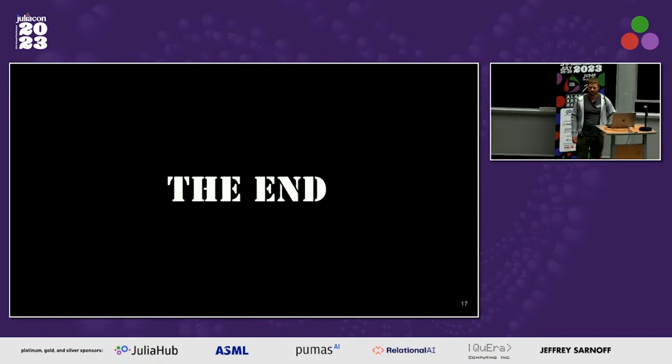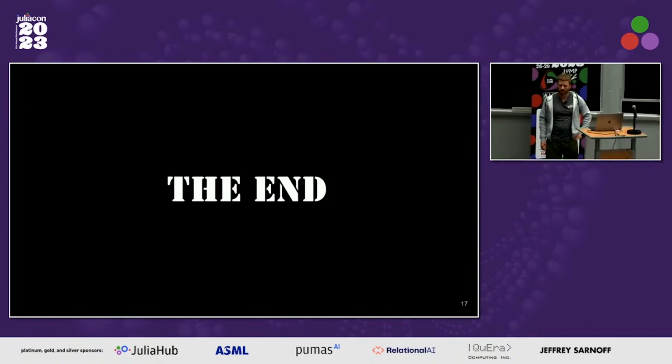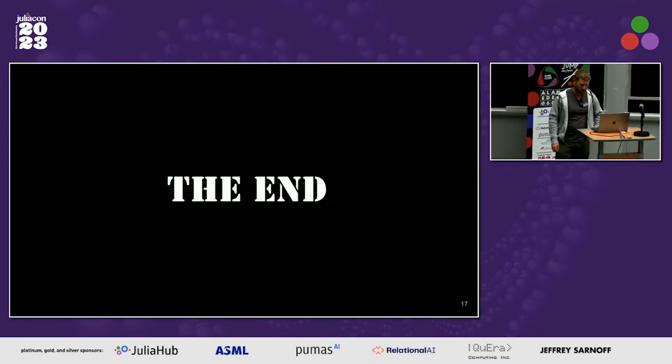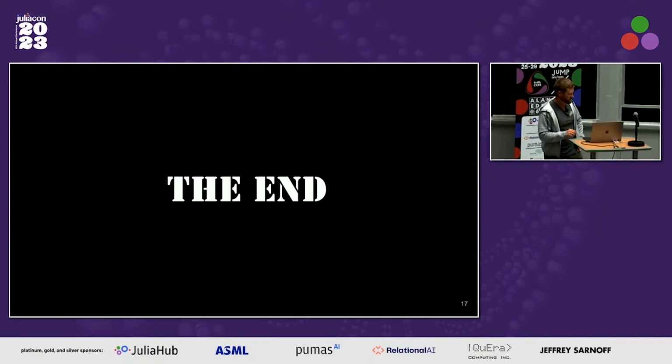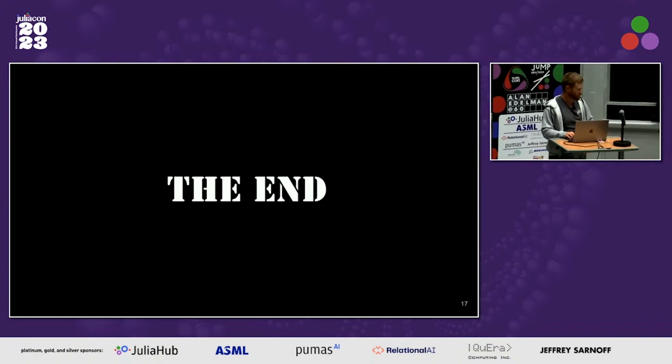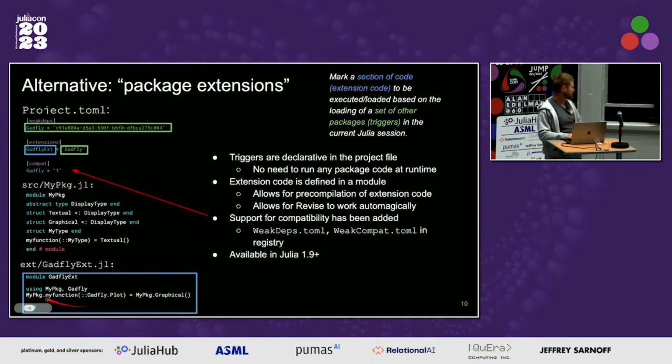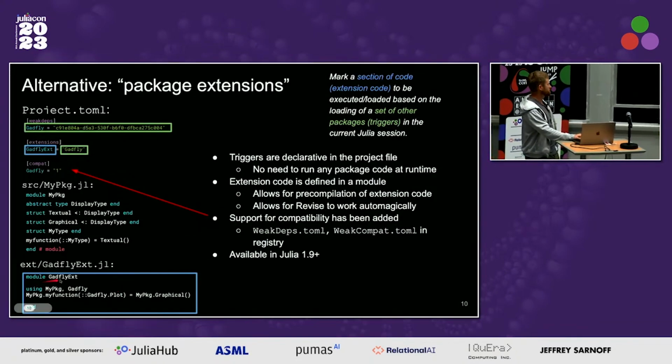I was curious, with extensions, if it's possible for an extension to have a strong dependency that the parent doesn't have. So the question is whether it's possible for an extension to have a strong dependency that the parent does not have.